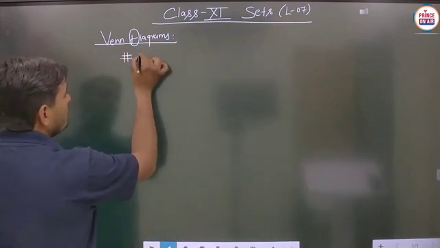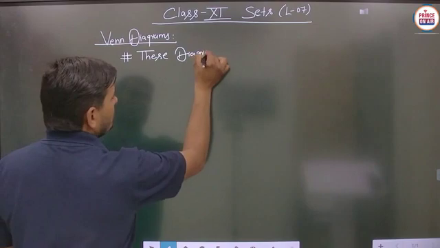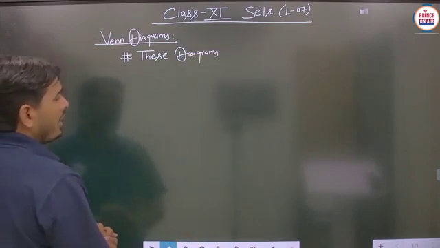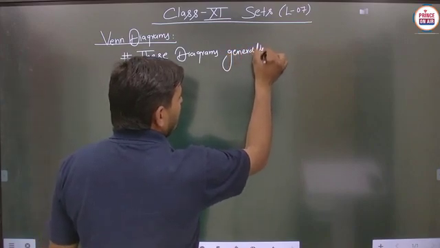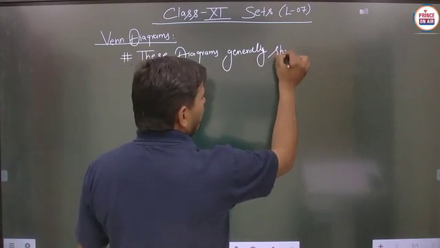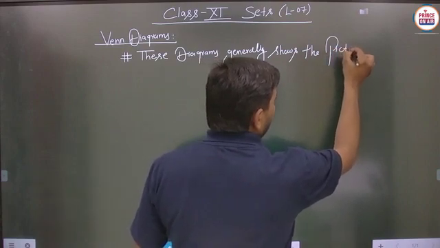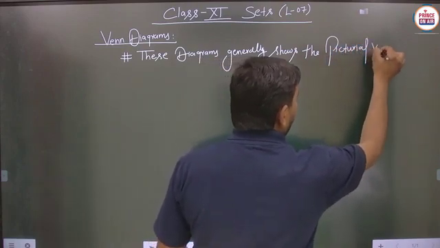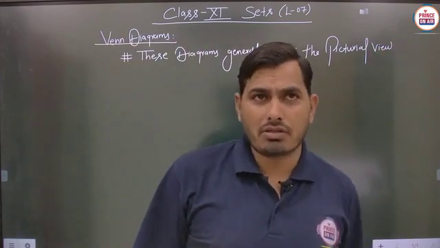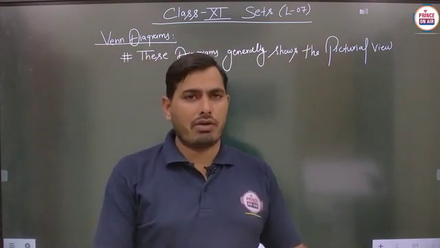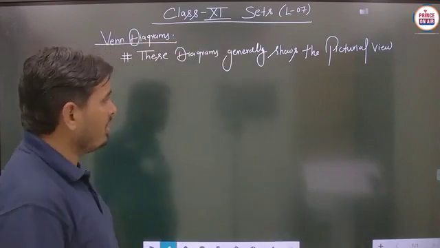So these diagrams generally show the pictorial view. Is it clear? Means we have to make a picture, by which we can say that these types of diagrams are to be made for the given sets. So this is said to be the pictorial view of any particular set.